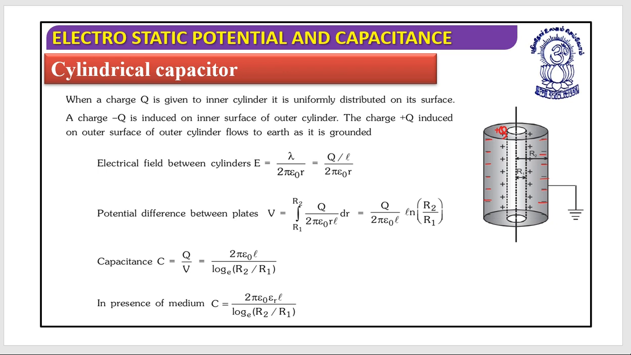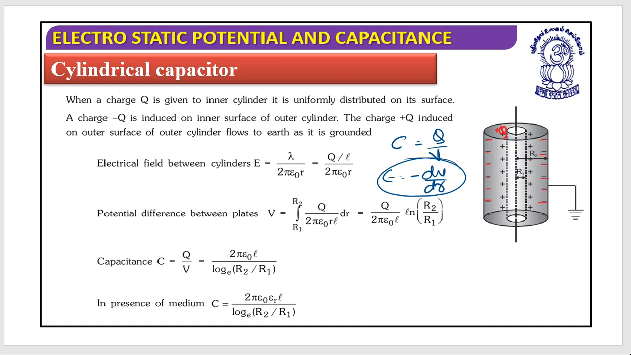What I need is simply the capacity of this construction. So how could I do this? The steps remain the same. What I require is C, which I can find with the help of Q by V. So the first task would be to find V. How could I find V? It is the same thing: E is equal to minus dV by dr, and from this V is equal to minus integral of E dr.